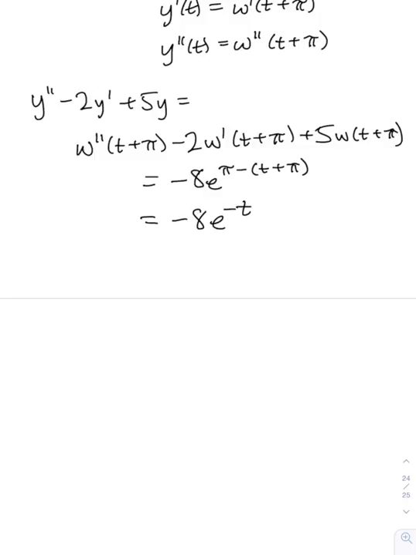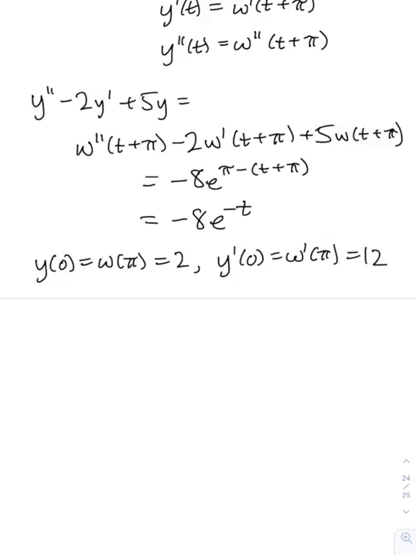And then for our initial conditions, y of 0 is the same thing as w of pi, and that's equal to 2. And y prime of 0 is equal to w prime of pi, and we were given that that's equal to 12. So we've converted the given initial value problem where t0 was pi into a new initial value problem where t0 is 0. And we just have to solve that.